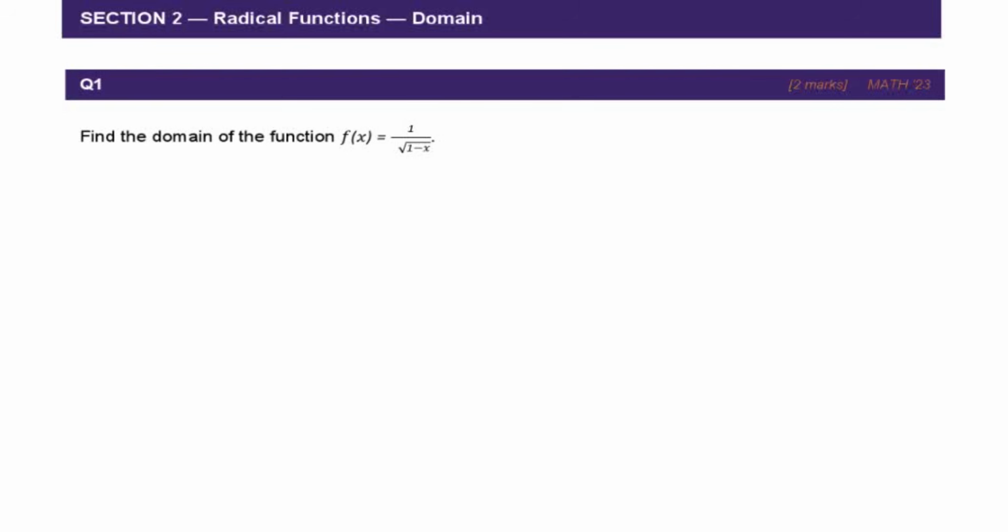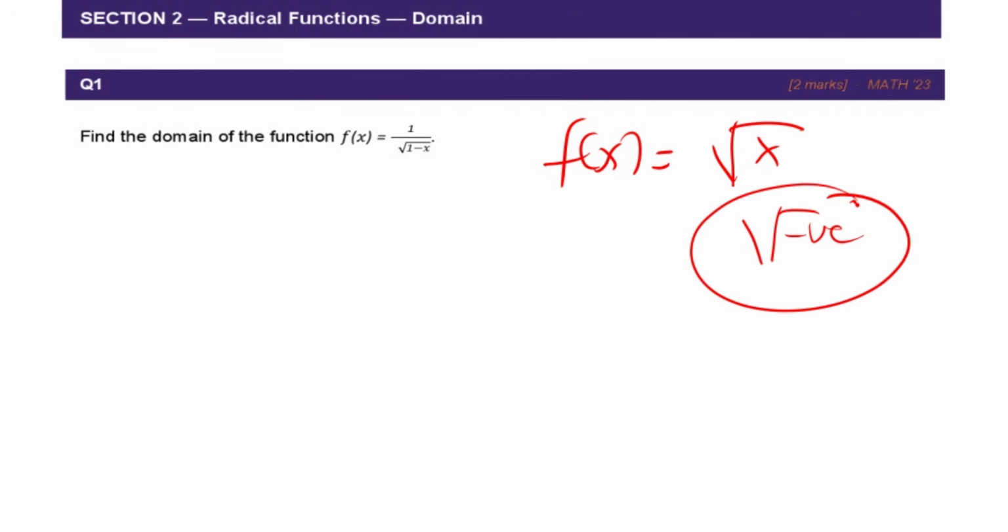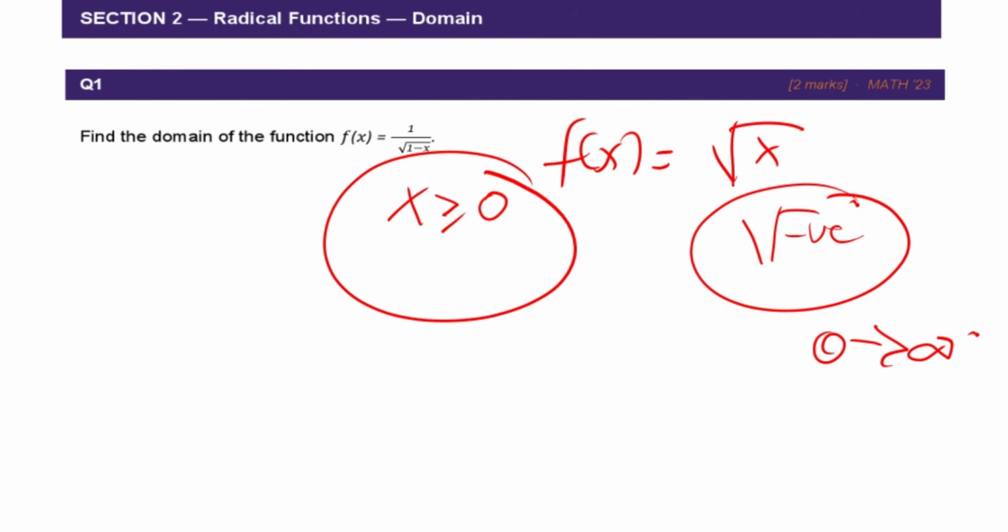The first question says find the domain of the function. But before we answer this question, the first thing I'm going to do is introduce a few things you need to know. We have f of x equal to the square root of x. Anything in the square root, you can never have a negative number. Therefore, the numbers that can fit in the square root start from 0 all the way to positive infinity. So what is in the square root must be greater than or equal to 0. Starting from 0 going to positive infinity, that is defined.